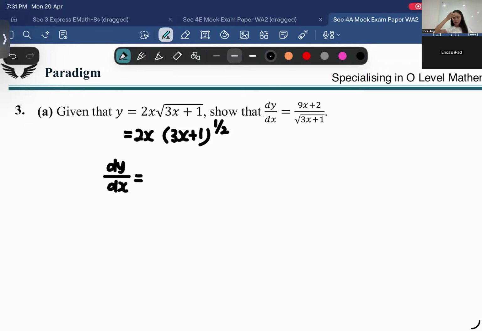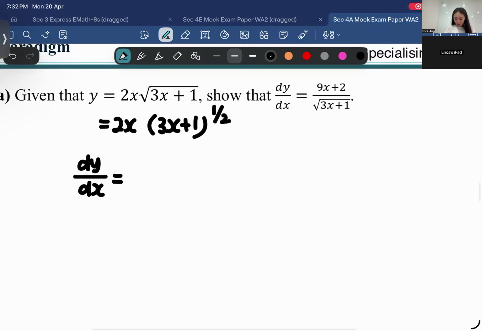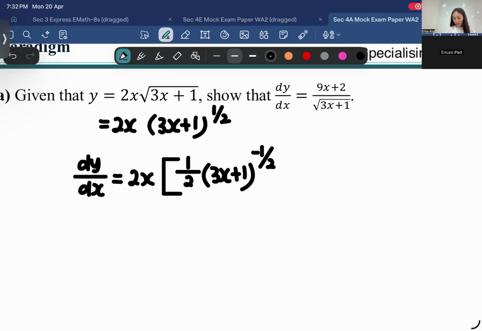Okay, so from here, Reese, what do you copy first? You copy 2x, correct? Then after that, this one here is half. And then we have (3x plus 1), whole thing power negative half. Then after that, what must you multiply by? You forgot to multiply this. What should you multiply by?